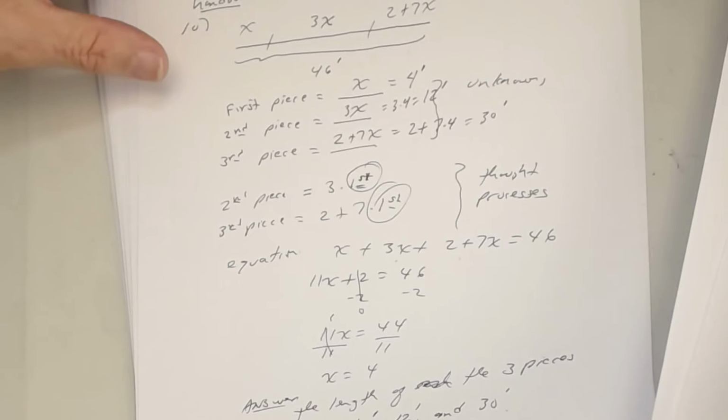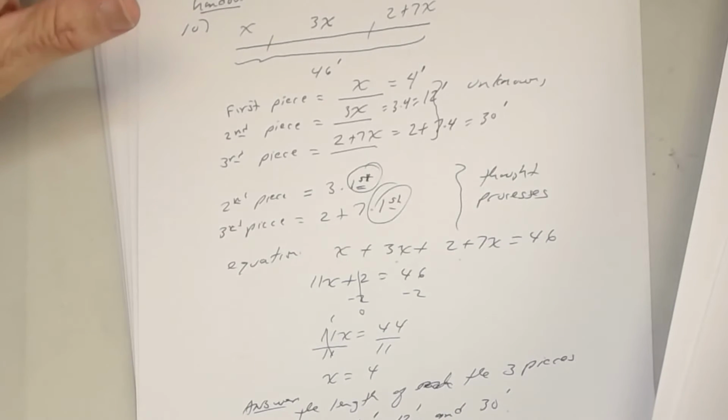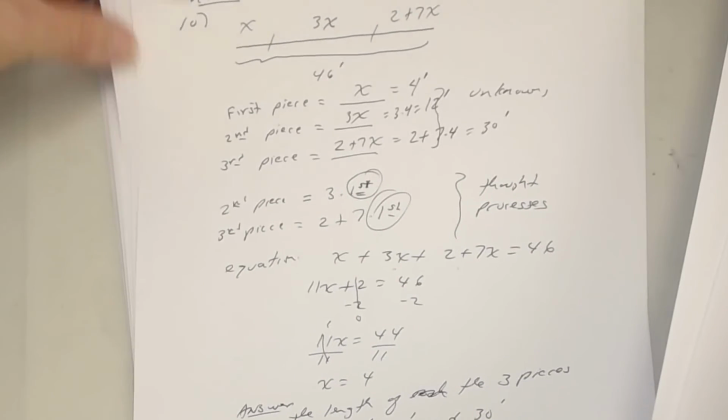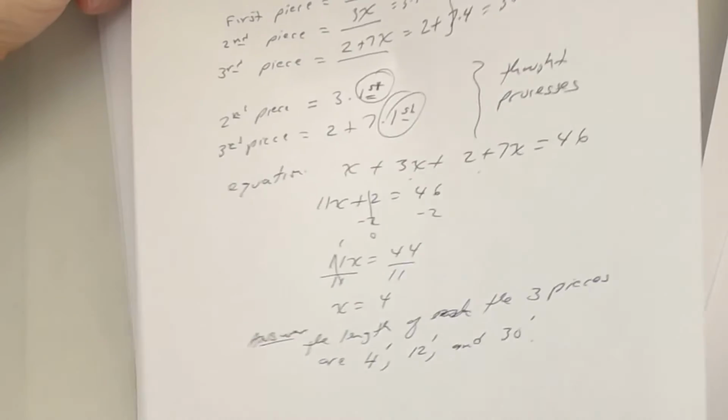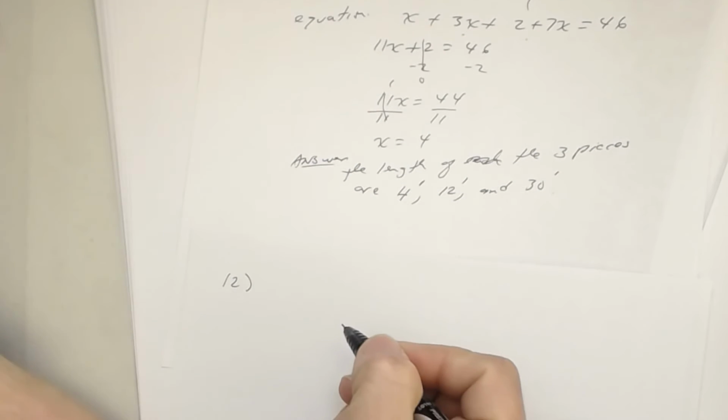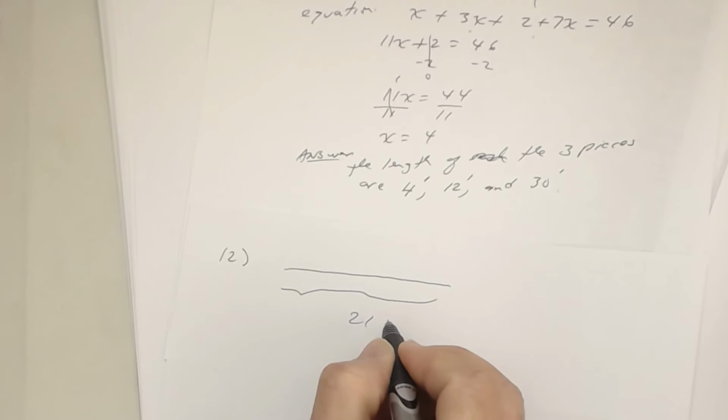All right, so let's look at 12. 12 is the same idea. You're looking at a piece of board this time, but again, don't look at the diagram that's there. All right, so this is 12. So number 12, you're told this time that this beam or board is how many feet long? 21 feet. So you have this board that is 21 feet.